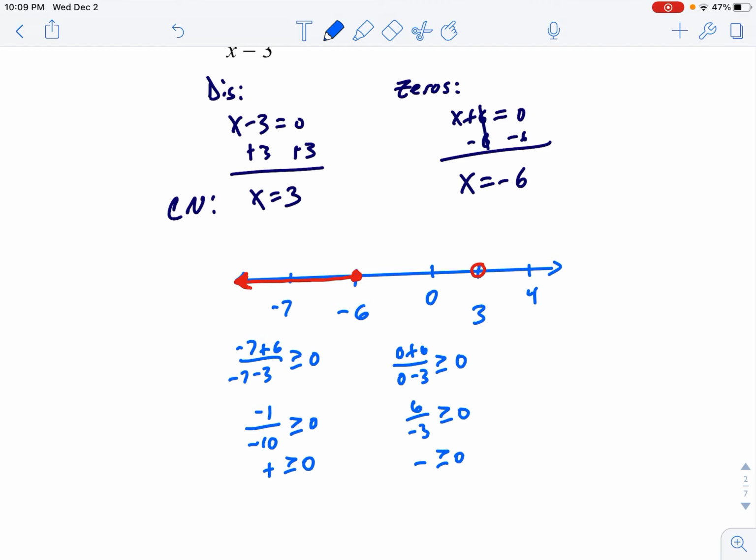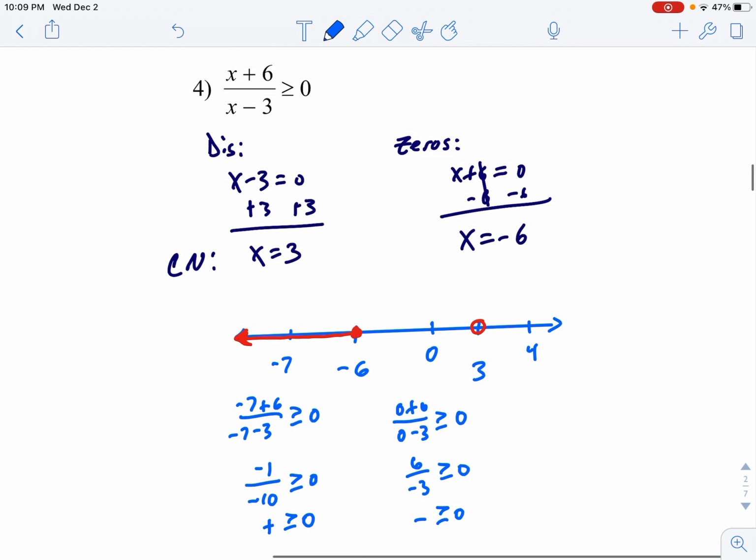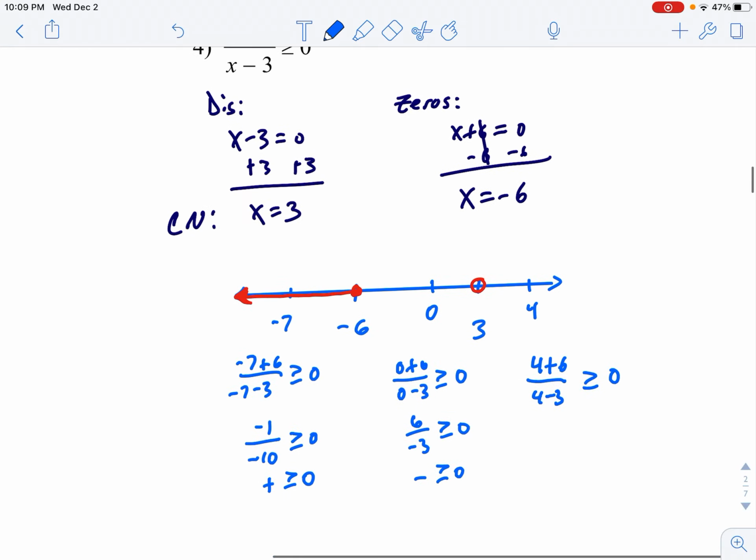Now let's try the 4. 4 plus 6 over 4 minus 3. Is that greater than or equal to 0? That gives me 10 over 1. 10 over 1 is 10. Is 10 greater than or equal to 0? Yes, it is. So that gets shaded as well.